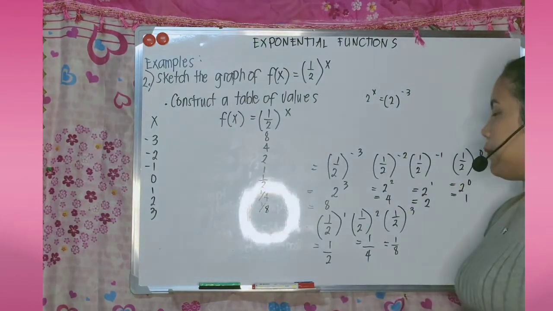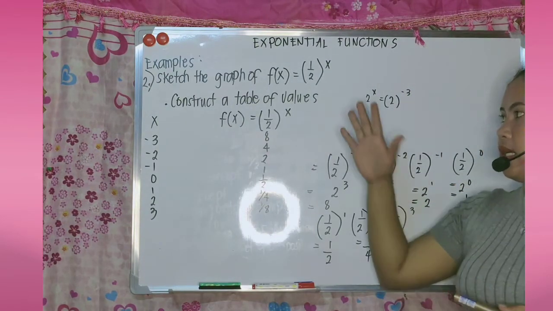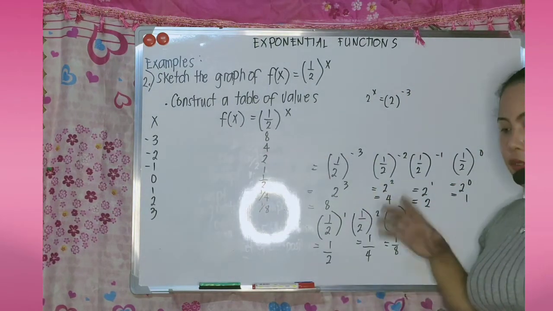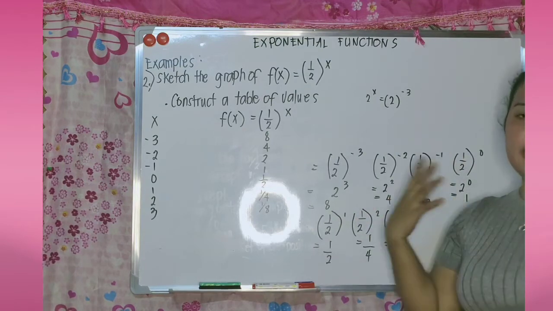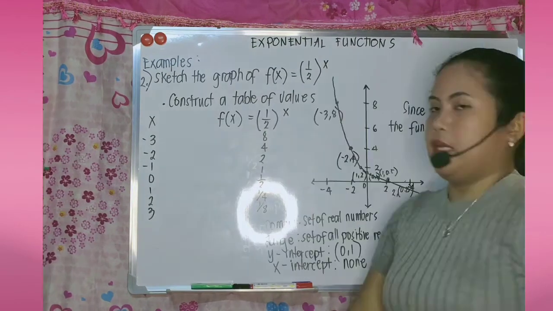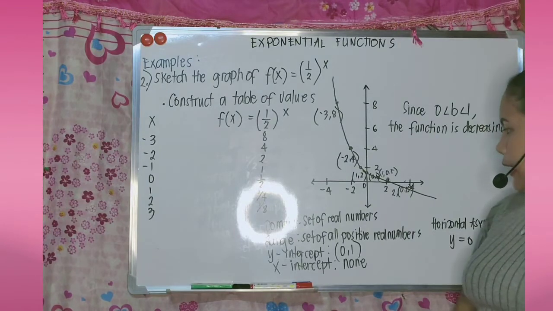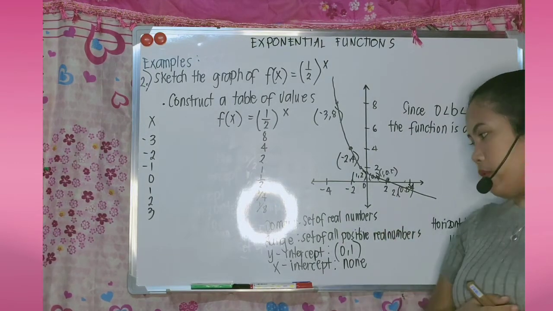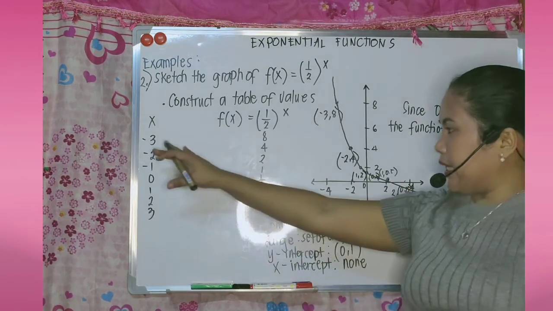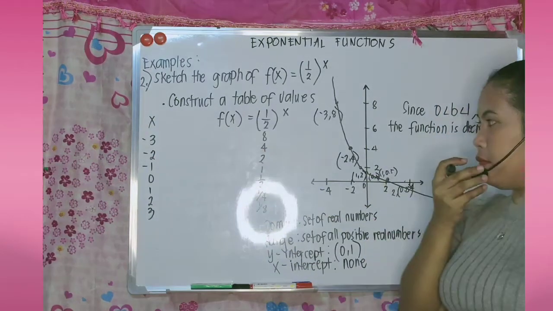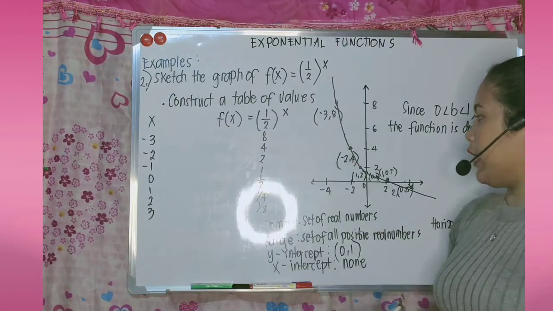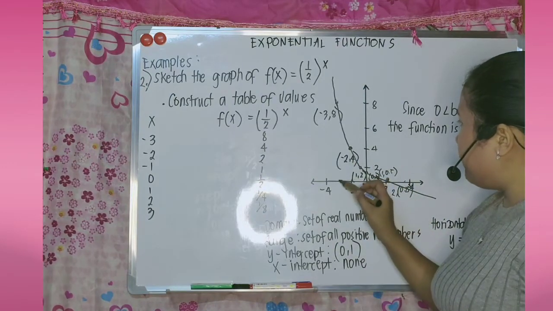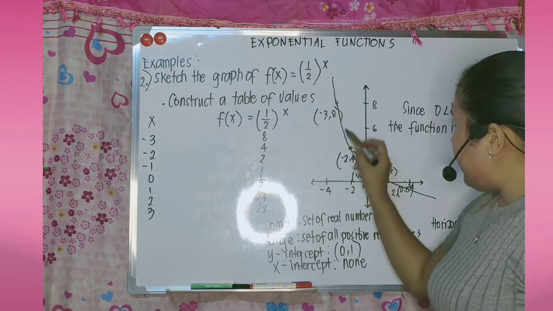Okay? So, after constructing a table of values, we will sketch the graph. Okay, so, plot all points and connect them using a smooth curve. Okay? So, let's plot the following points. First, we have negative 3, 8. So, here is the 3. So, let's say here is the 3. Then, above it is the 8.